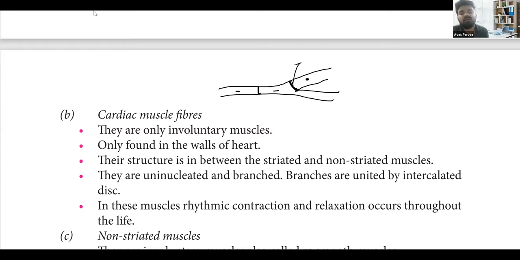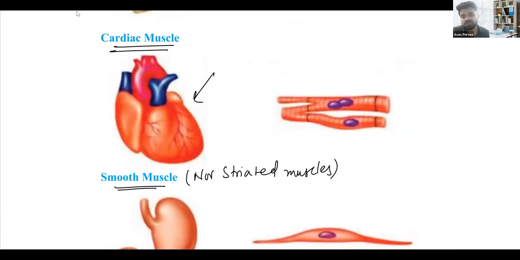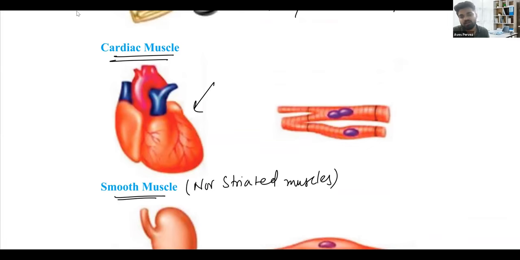What do you call it? Intercalated disc. You understood? So for example, you can see here this is the striation, and these are the intercalated discs. So they can communicate with each other.